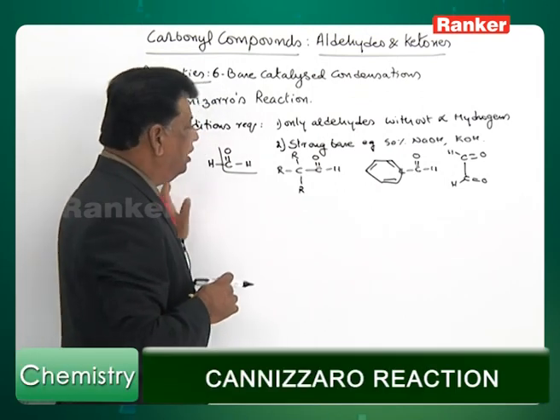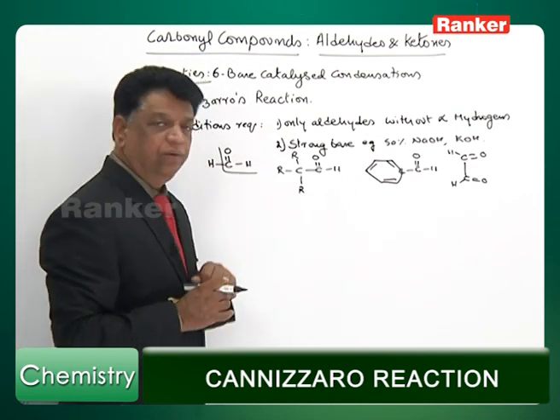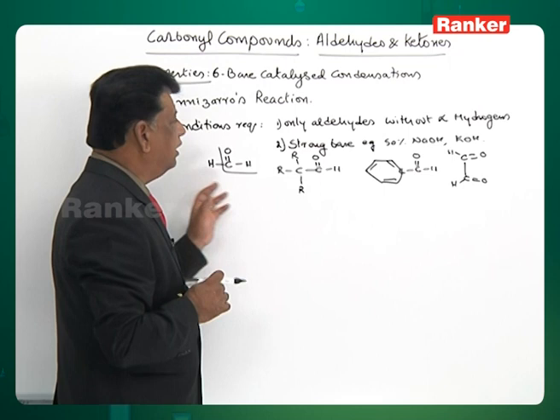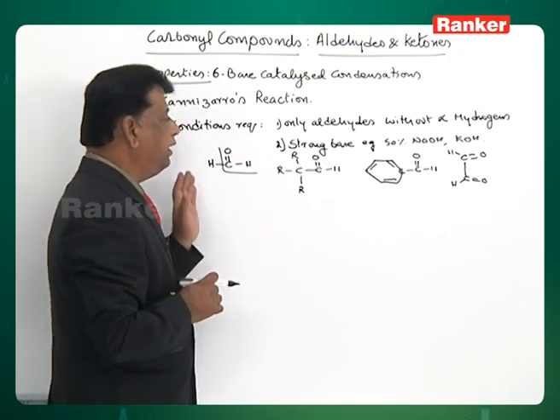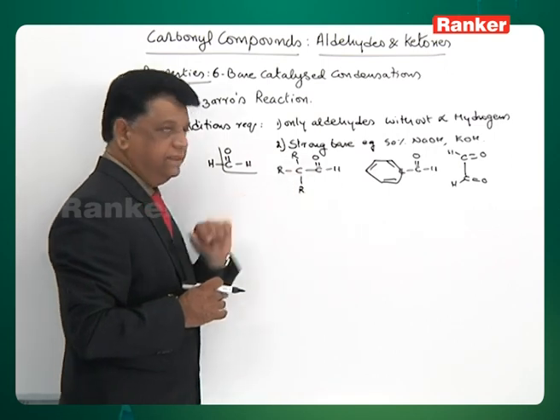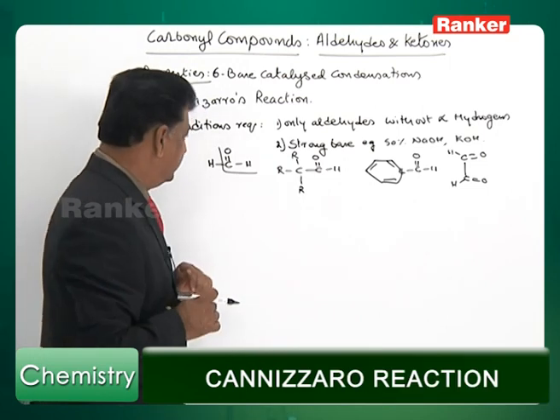Therefore, in all these compounds there is no hyperconjugation, or the tautomerizable hydrogens are absent. Therefore, they do not undergo aldol condensation, and they undergo Cannizzaro reaction because they are all aldehydes. If a ketone with no alpha hydrogen is taken, that won't come under this category.